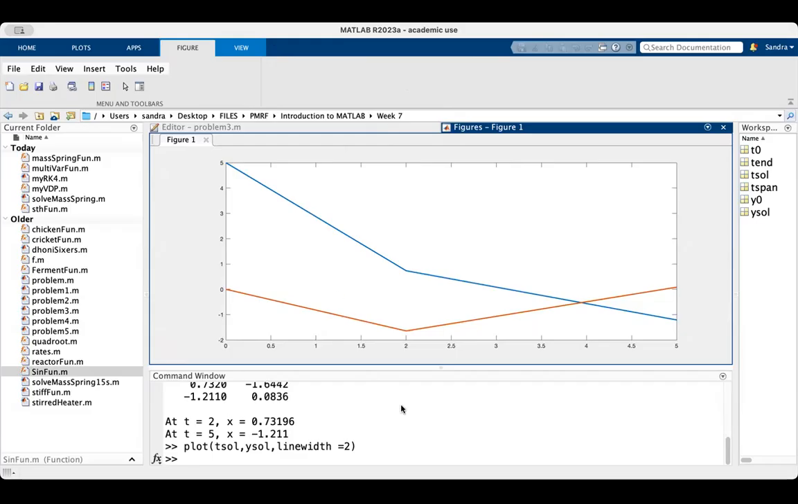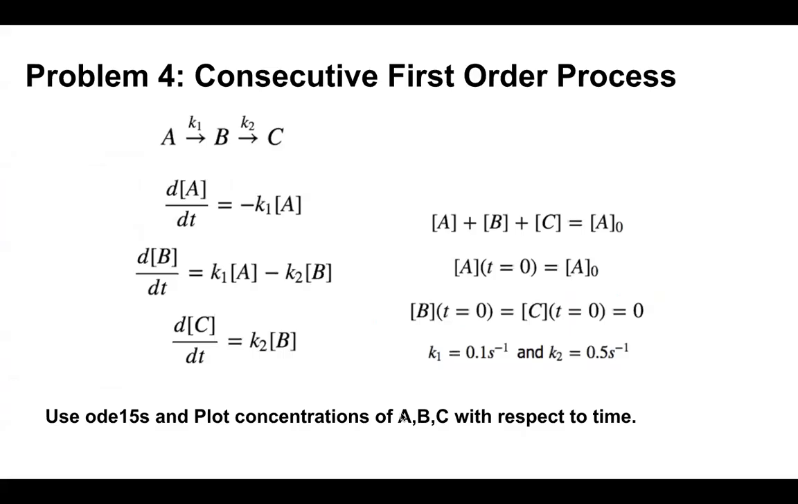Now we'll go on to the next question. Here, you have to solve it using ode15s. The question is to plot the function. So after plotting, just let me know in the chat box. Just tell me that you've plotted, okay? Then we'll discuss.